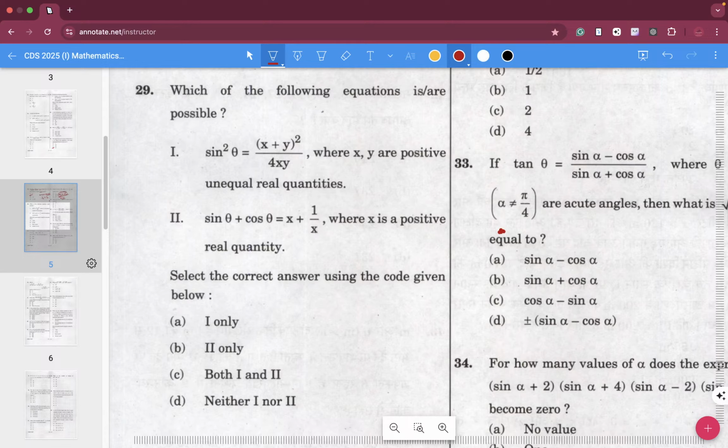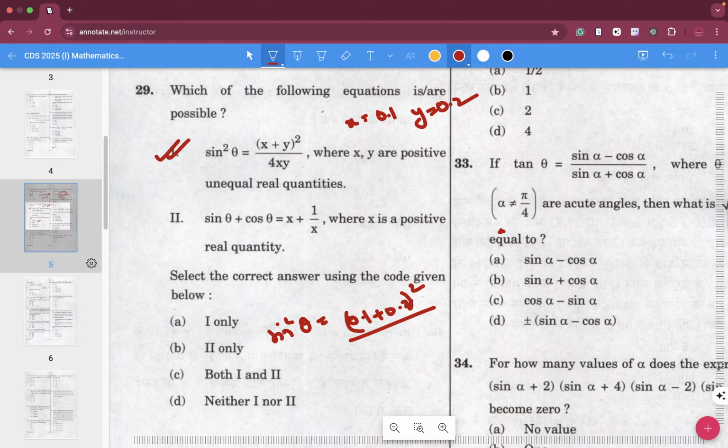So if you take the value, let's say I am taking x is equal to 0.1 and y is equal to 0.2, and I am substituting on this value. So sin square theta is equal to how much? 0.1 plus 0.2 whole square divided by 4 into 0.1 into 0.2, right? So sin square theta is equal to 0.3 whole square.